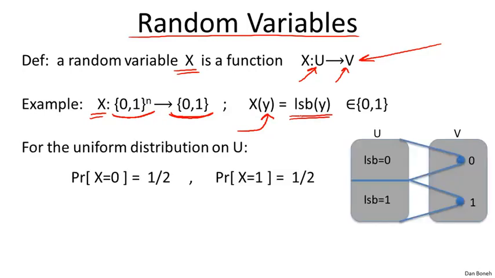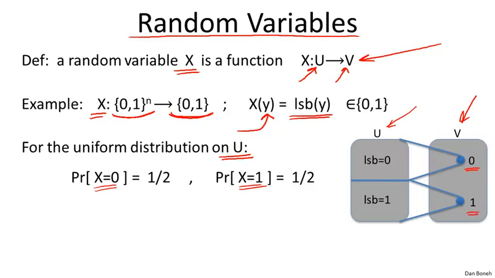So now let me ask you, suppose we look at the uniform distribution on the set {0, 1}^n. What is the probability that this random variable outputs 0, and what is the probability that the random variable outputs 1? Well, you can see the answers are half and half, but let's just reason through why that's the case. So here we have a picture showing the universe and the possible output space. And so in this case, the variable can output either 0 or 1.